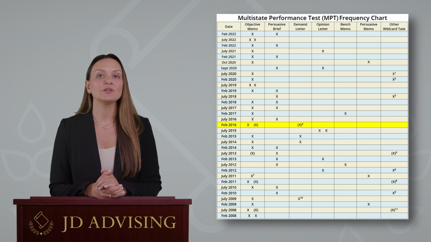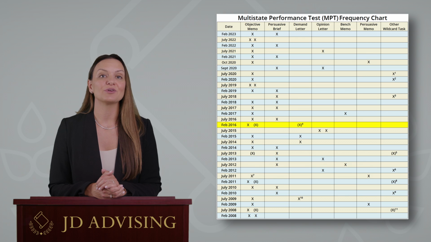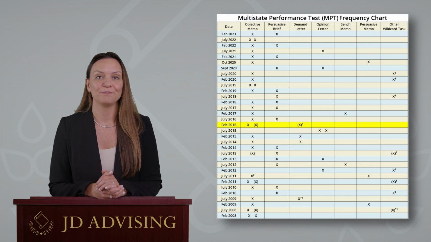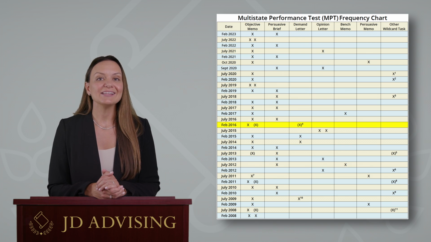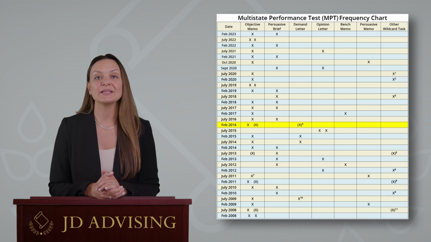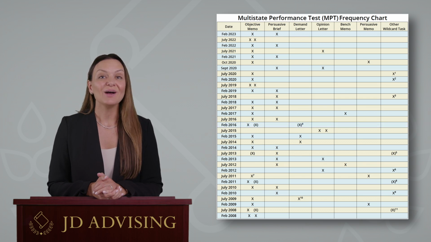For example, if you look at the line for February 2016, there is an X in parentheses under objective memo, and then there is an X in parentheses under demand letter. That is because one of the MPT tasks for that bar exam required examinees to draft a demand letter and an objective memo. Now that you have a better idea of how the chart works and what it means, let's talk about why it's helpful.